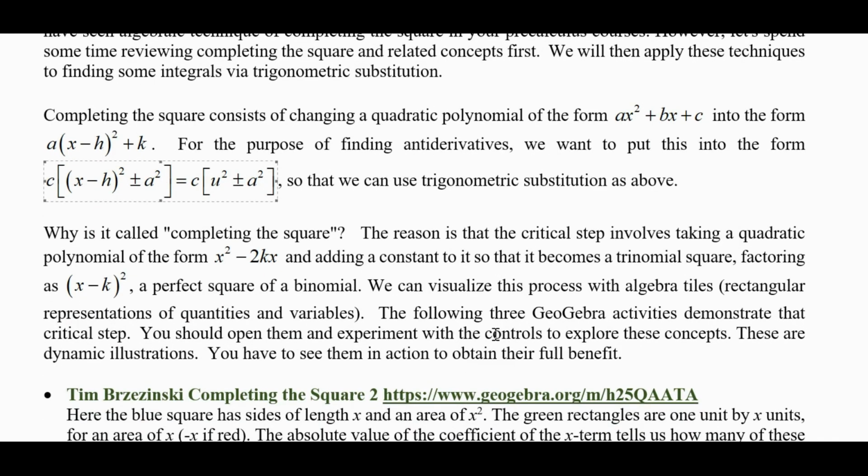So why is it called completing the square? The reason is that the critical step involves taking a quadratic polynomial of the form x squared minus 2kx and adding a constant to it so that it becomes a trinomial square, factoring as x minus k squared, a perfect square of a binomial.